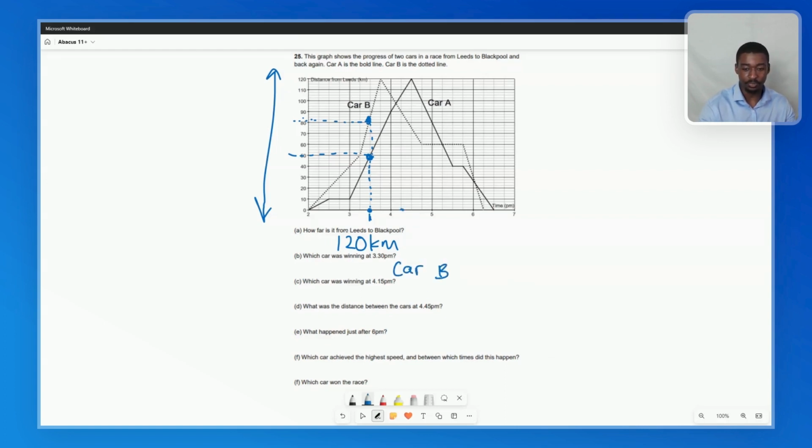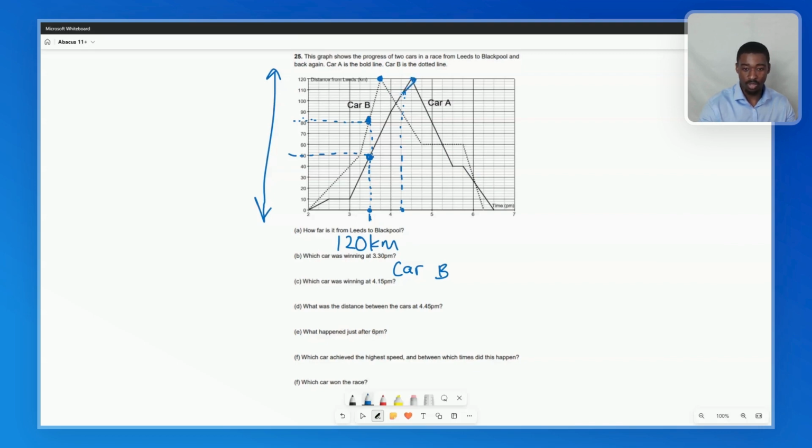Now for part C, we have to apply some logic and reasoning to answer this correctly, because we're asked again which car was winning, but this time at 4:15, which is around here. If we trace up, we see that although car A, the bold line, is higher than car B, the dotted line, car B has already reached Blackpool and they're on their way back to Leeds, whereas car A is still trying to get to Blackpool.